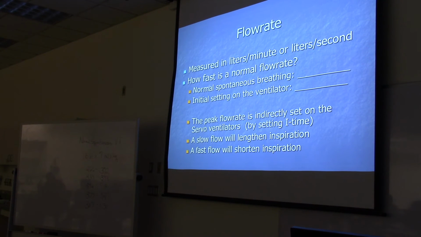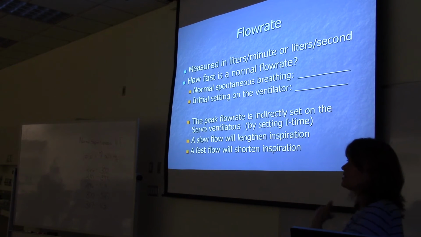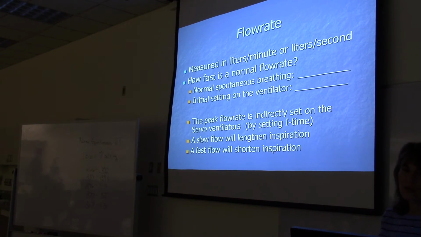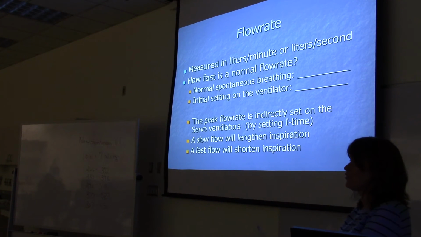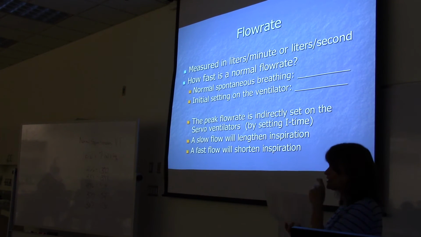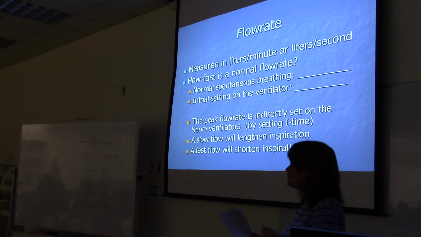All right, so the next setting on the ventilator is the flow rate. We can tell the ventilator how fast to push the air into the patient's lungs. It asks you how fast is a normal flow rate for spontaneous breathing. So now sitting at your desk, you breathe in, how fast does the air go in? And the answer is about 30 liters per minute for adults. When you breathe in, if you were to measure your flow rate, it's about 30 liters per minute.